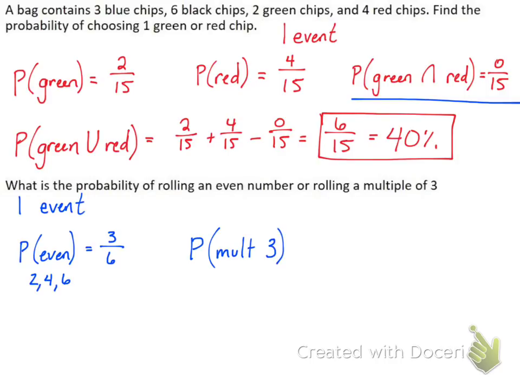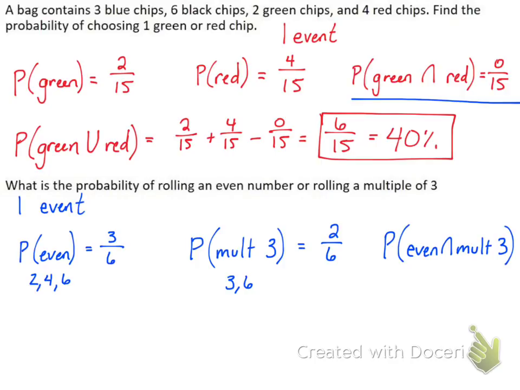Multiple of 3 would be like basically adding by 3s, 3 times 1, 3 times 2, 3 times 3, going up by 3s. So on a die, you've got 3 and 6. So that would be 2 over 6. Again, I'm not going to reduce because it's going to make it a little easier for me. And then the probability that something is even and a multiple of 3.